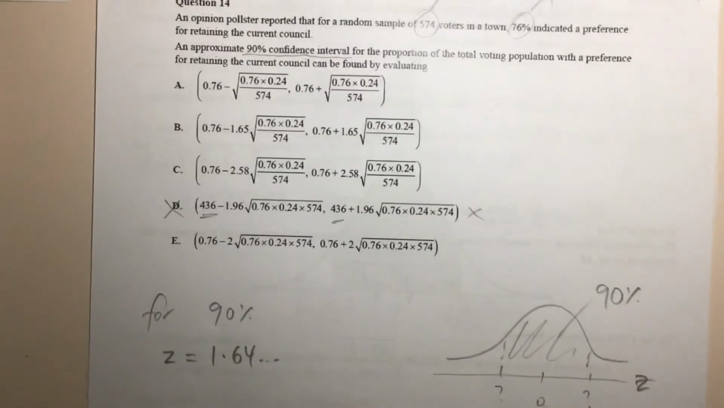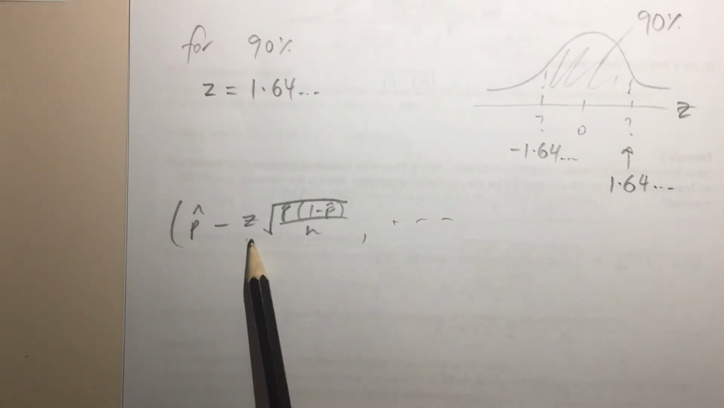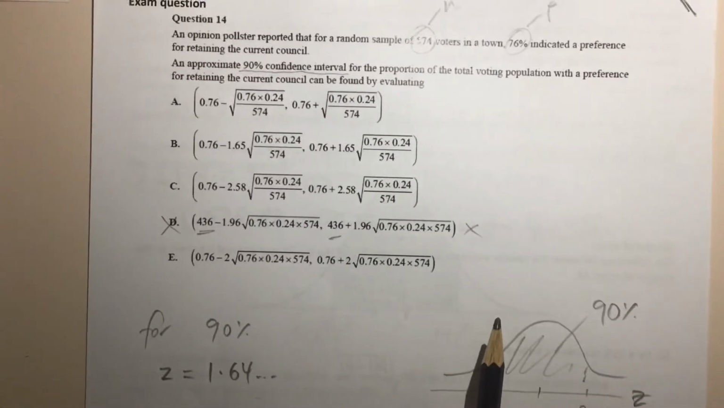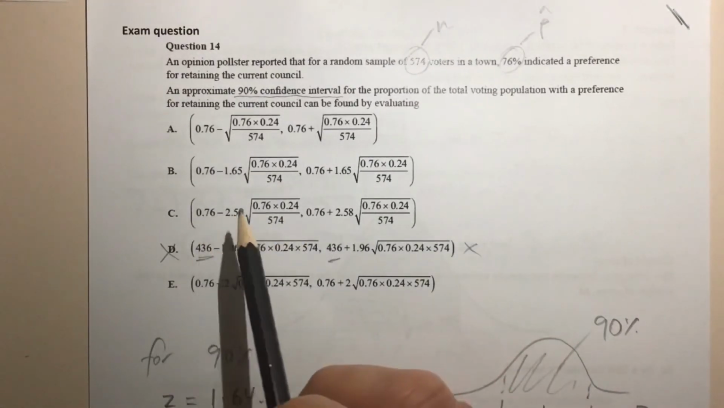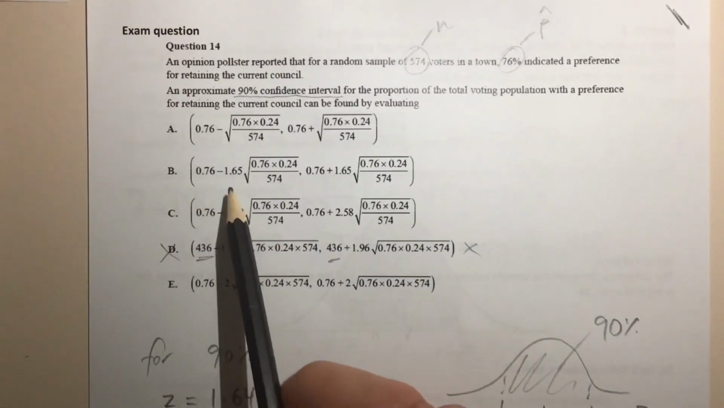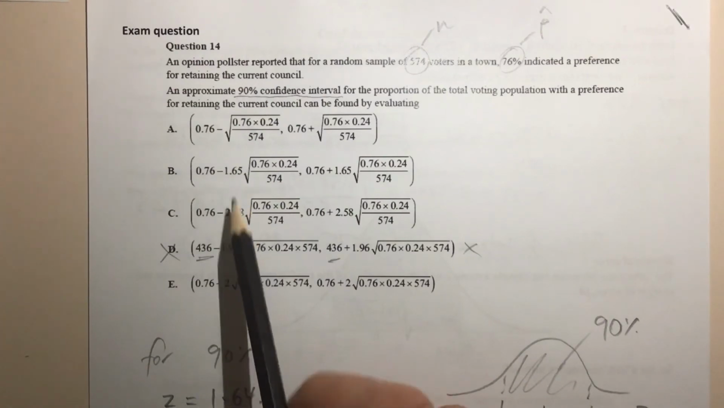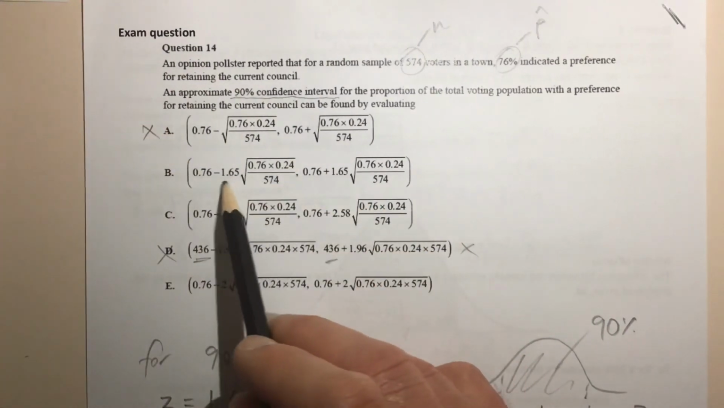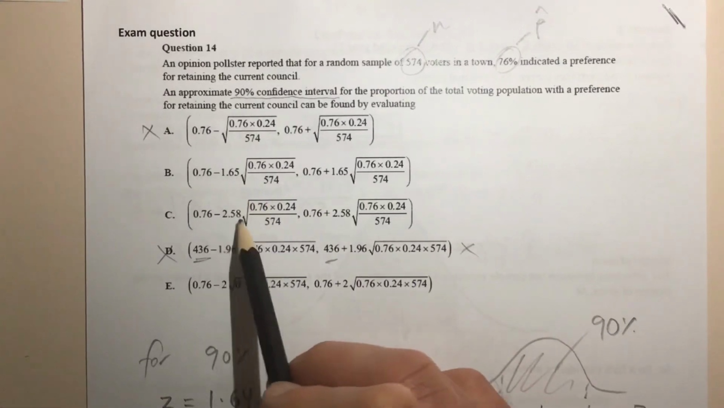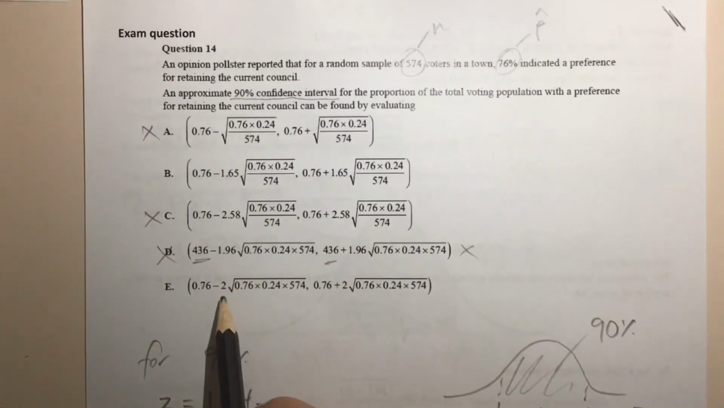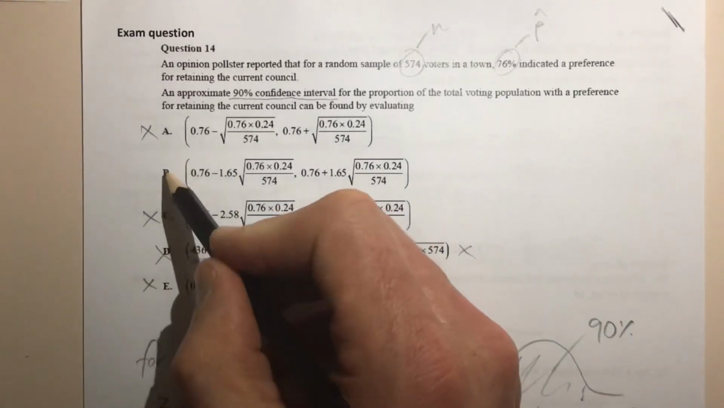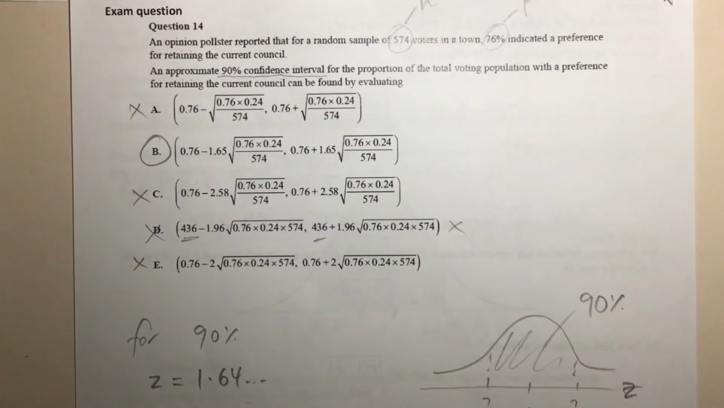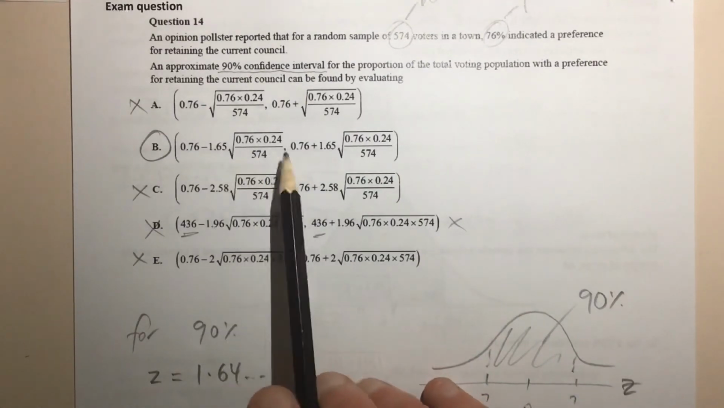We also need to have the correct Z value in front of the square root, which is approximately 1.64. So let's see which options have that. If you accept that the answer's rounded slightly, this one's got a Z value of 1. That's not it. This one's got 1.65. That one's 2.58. That's a no. That one's a Z value of 2, so that's a no as well. So B looks like the correct option just based on the fact that it's using the correct Z value. But of course, we should double check that the other bits look right as well.